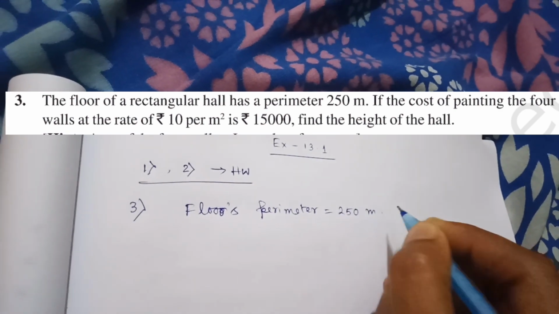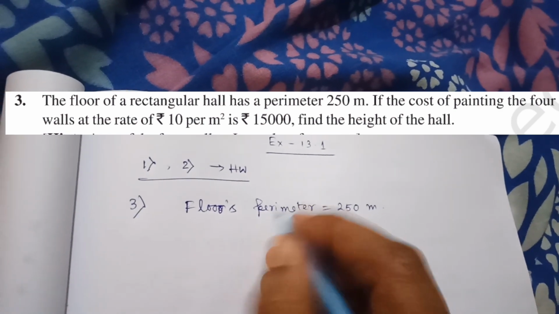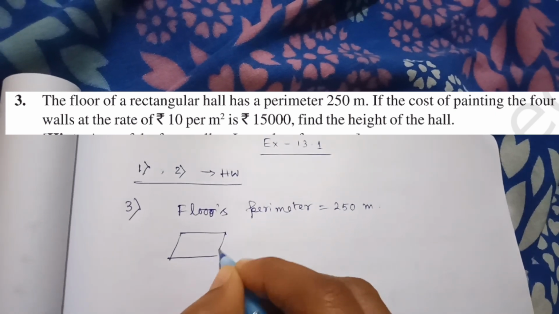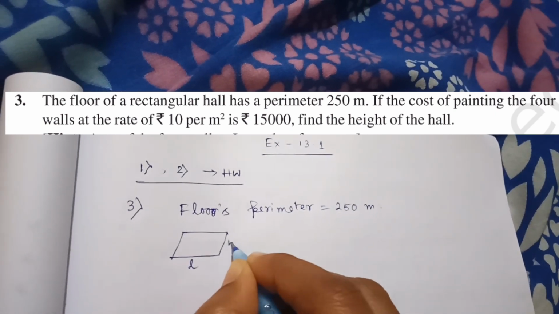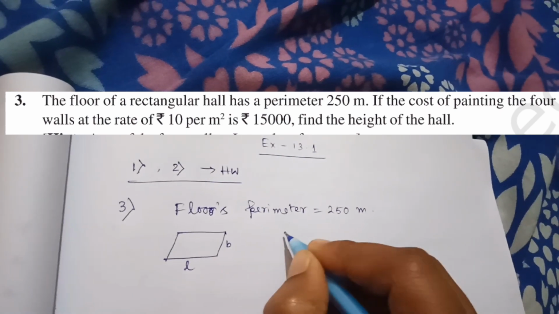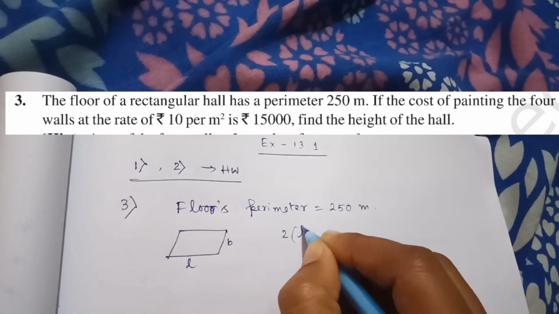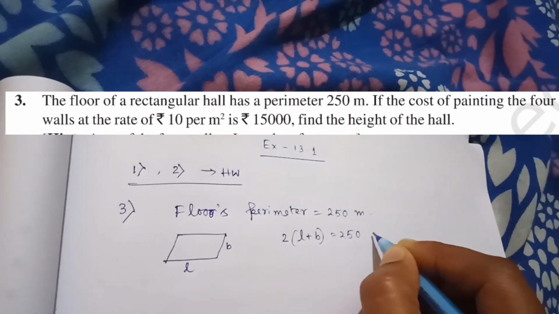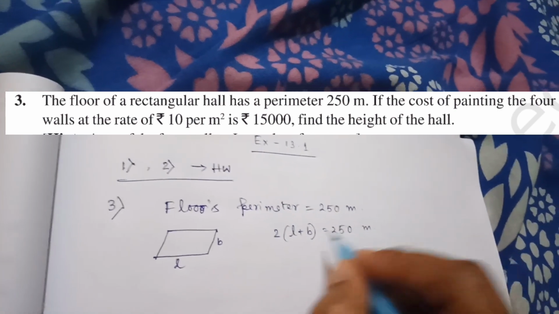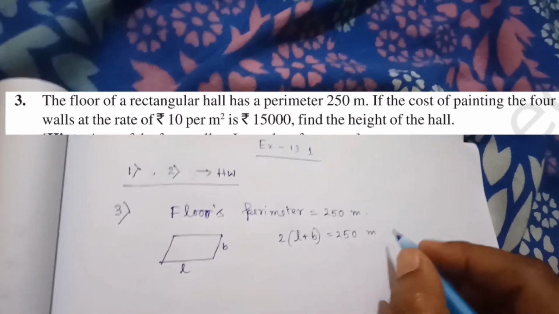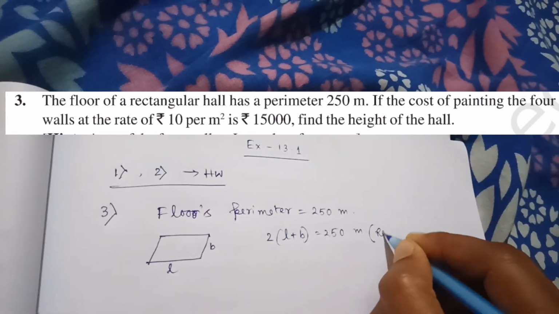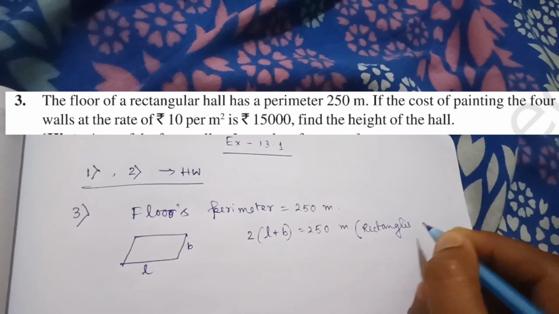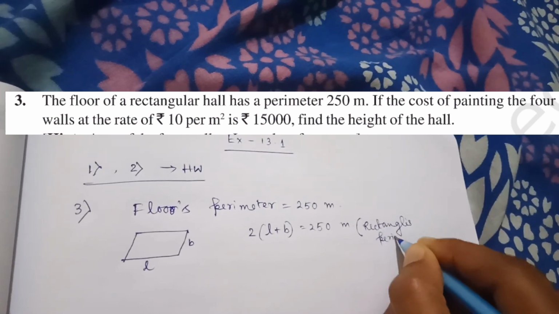What does it mean? It means the floor has this kind of figure, so this is L, this is B, that means 2 into (L plus B) equals 250 meter. 2 into (L plus B) is the formula of a rectangle's perimeter.